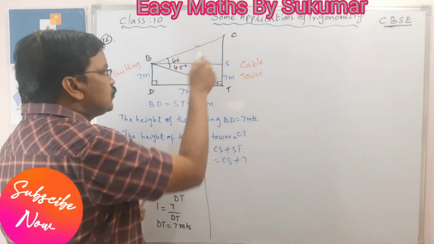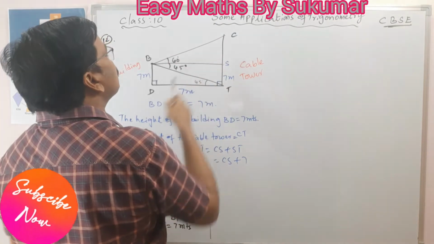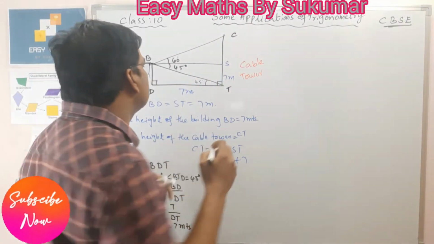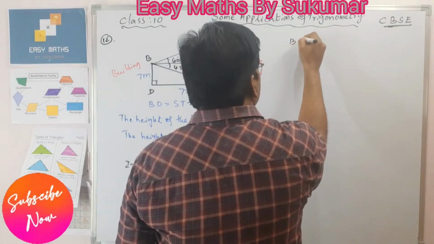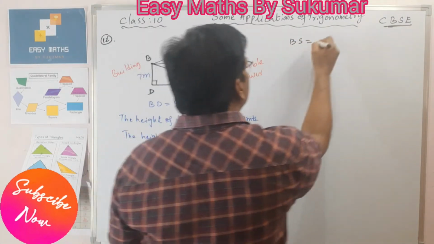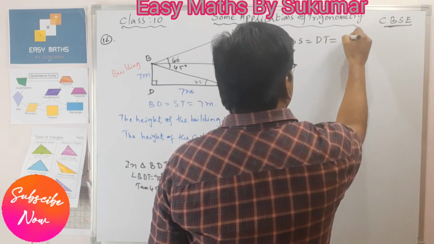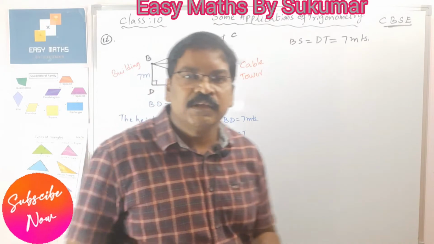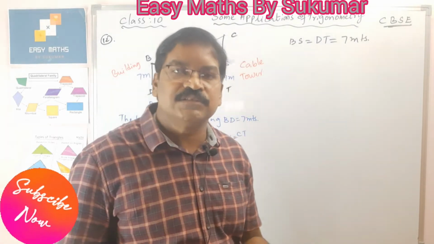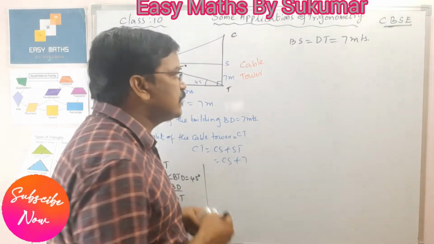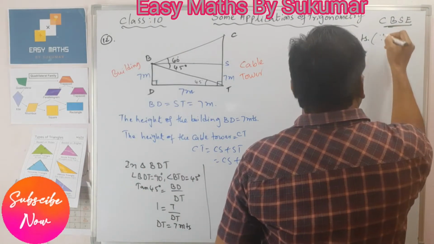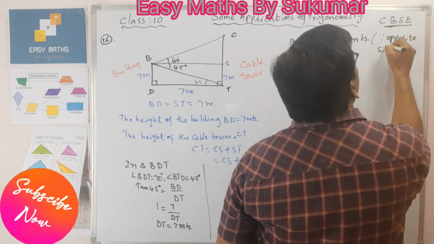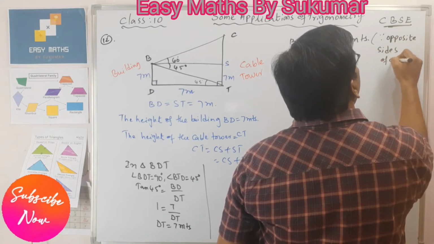Okay. Now, coming to another triangle. What is the other triangle here? CBS. Before we write this CBS, what is BS? This BS is equal to DT. This is equal to 7 meters. Why are BS and DT equal? Opposite sides of a rectangle. This is a rectangle. So, just write here: since opposite sides of a rectangle.